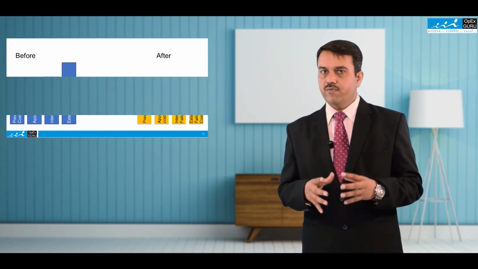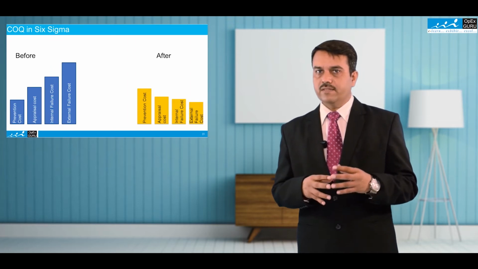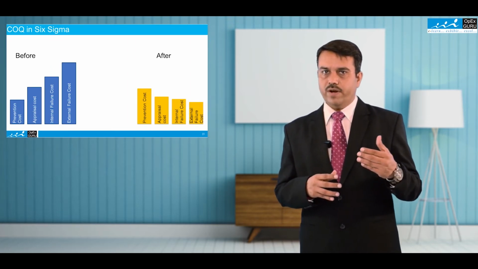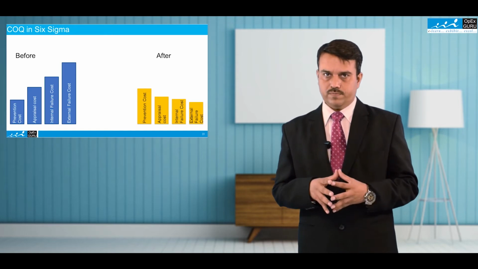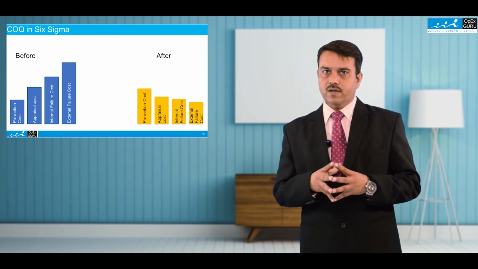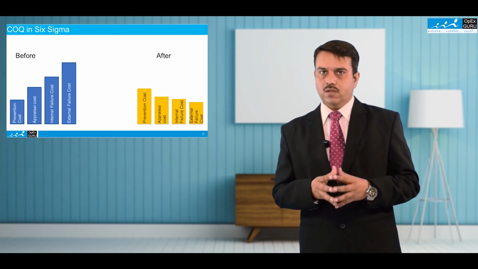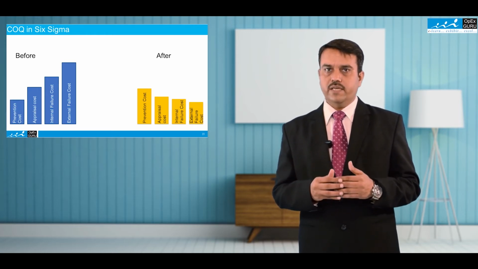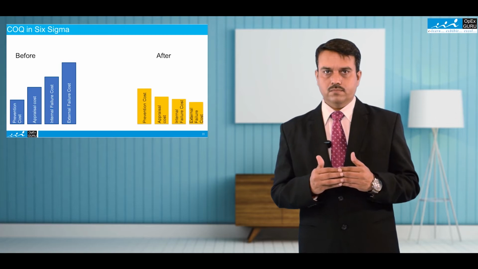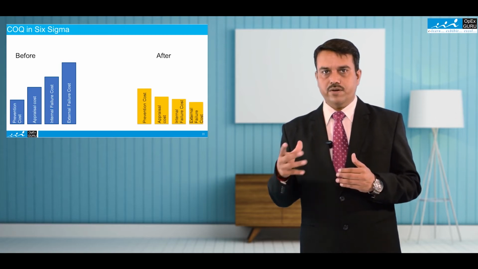So what is the impact of cost of quality in Six Sigma? Let us understand the before situation of any organization. If we take the entire cost of quality and see the relative weightage of each of these costs, then typically, in a company which is not following Six Sigma or another improvement methodology, the cost of prevention usually is low and the cost of external failure and internal failure is high.